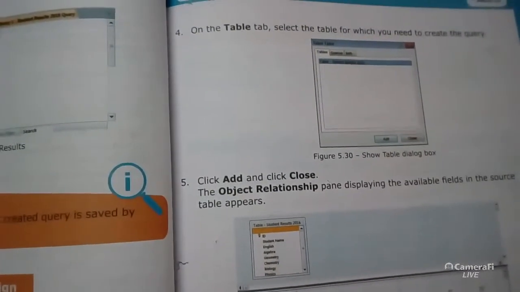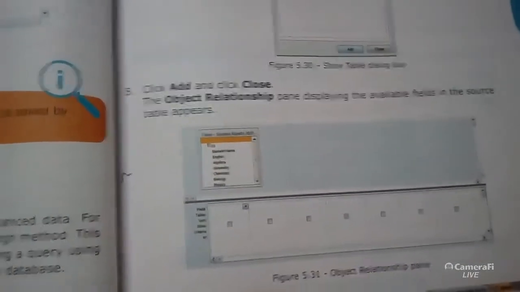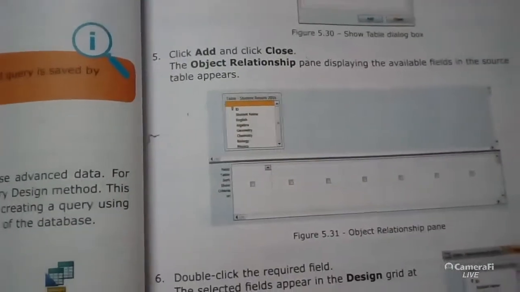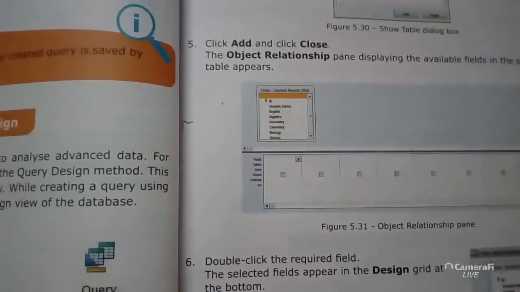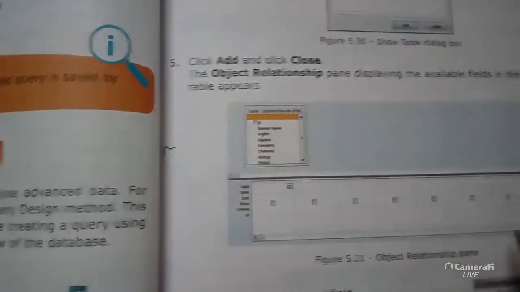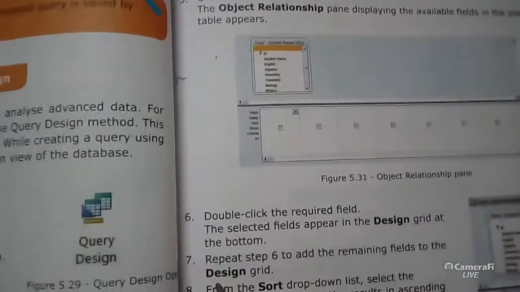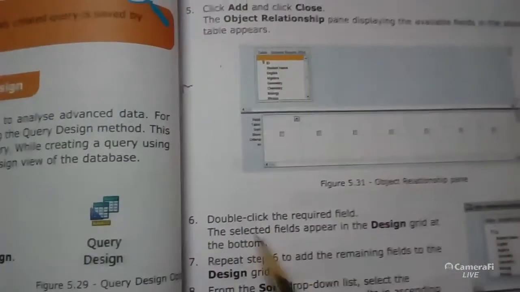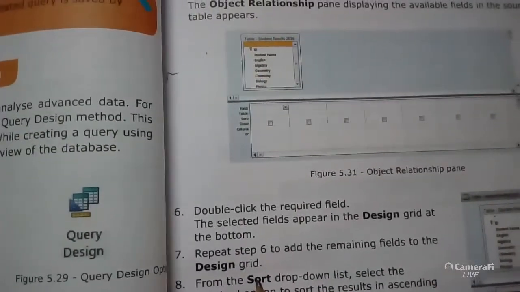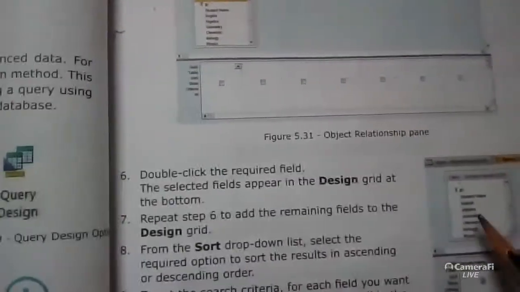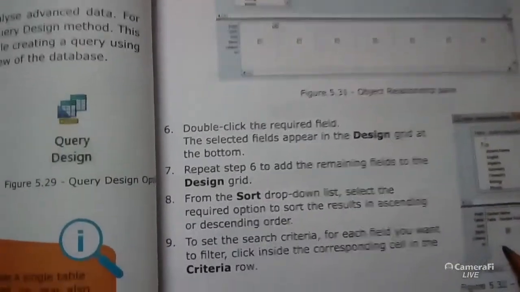Now see here. Double click the required field. The selected field appears in the design grid. Here, object relationship pane. Repeat this step to add the remaining fields to the design grid. Here you have to click from here and you will add.